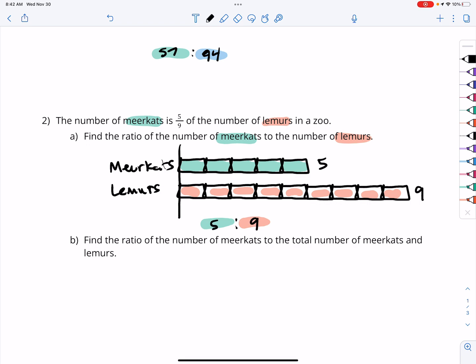So now we are looking for the ratio of meerkats to the total number of meerkats and lemurs. So we don't actually have that information yet. But I know that if I do this, that is going to give us our total. 5 plus 9 is 14. So the number of meerkats was 5. The total number of creatures was 14. So check it out. Awesome.